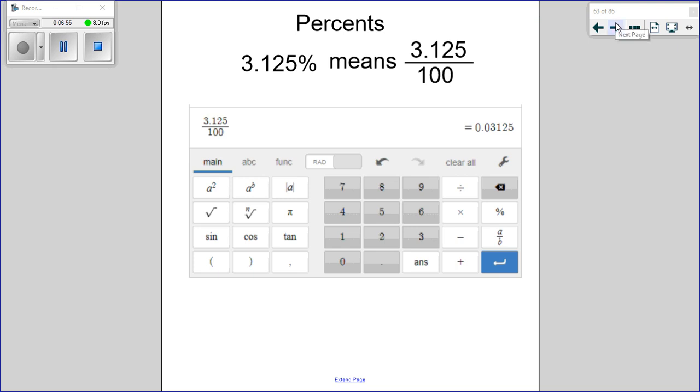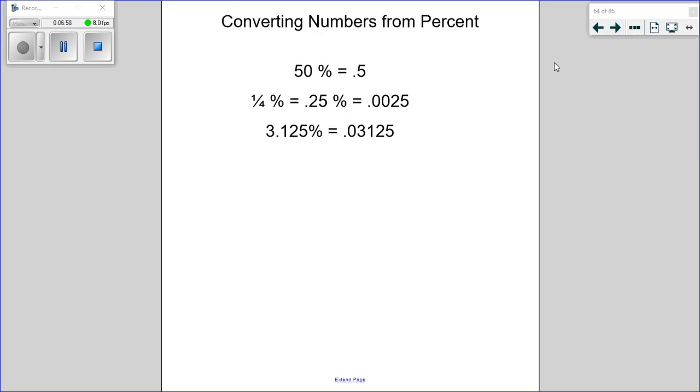Now, you can learn a fairly easy shortcut. Take the percent and move the decimal over 2 spaces. That will give you a decimal. That's the same as dividing by 100. Okay? But probably the easiest way to do it is to use Mr. Desmos to help you with both fractions and percent. Remember, he's your friend. He's there to help.